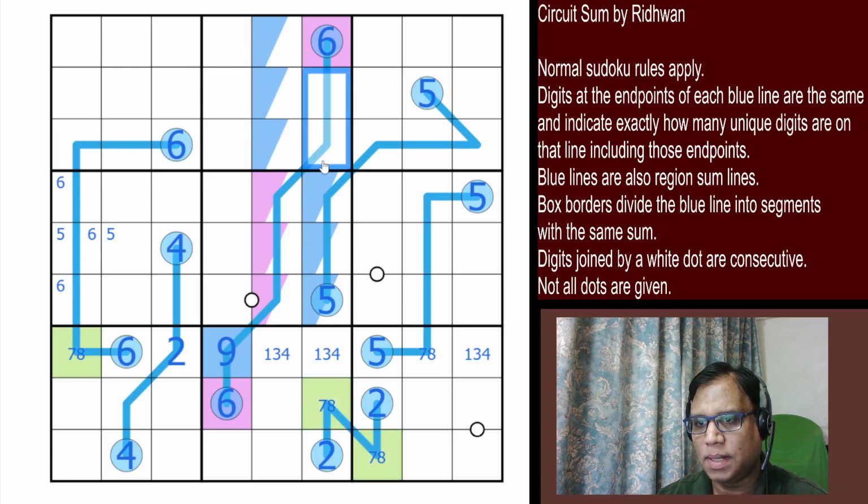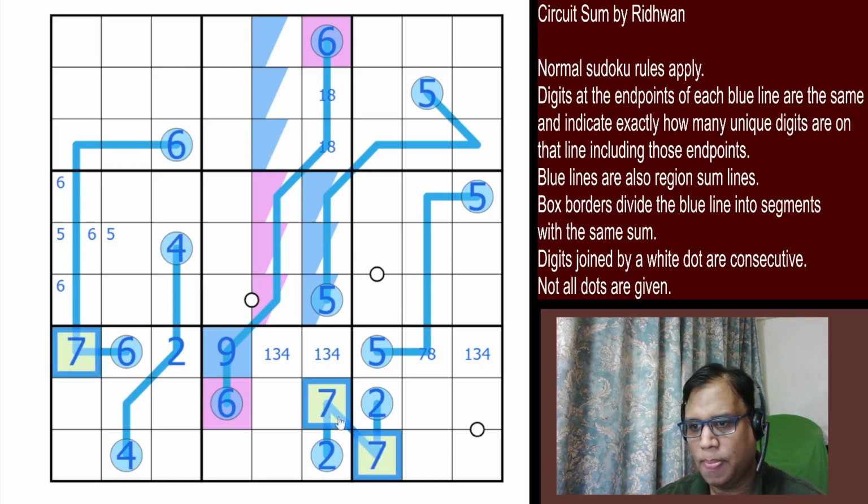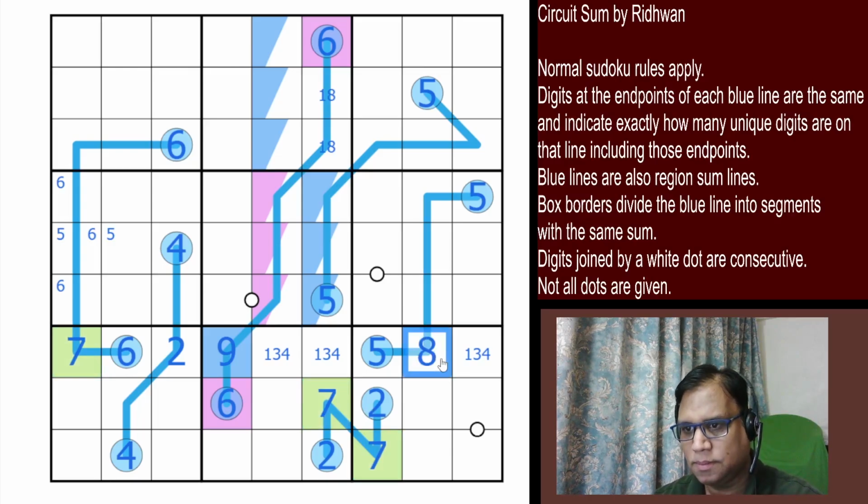9, and now can we get it? This must be 1 8. It cannot be 3 6, it cannot be 4 5, it cannot be 2 8 or 2 7. So this must be only 1 8. Correct? Let me check again. It cannot be 3 6, it cannot be 4 5, it cannot be 2 7. The only possibility is 1 8 here, and that means these all are 7, because 1 8 looking at here, this must be 7, and that means this is 8.